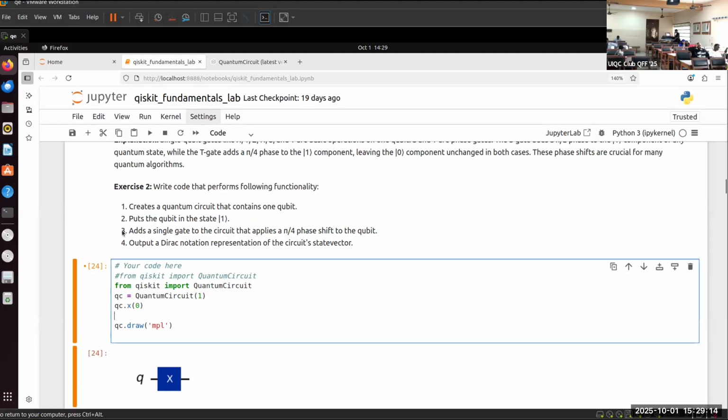For question number 3, you have to add a single gate to the circuit that applies the pi/4 phase shift to the qubit. Now, what does this mean? There are more contexts, so you use the rotation gate, because phase shift is just rotation.